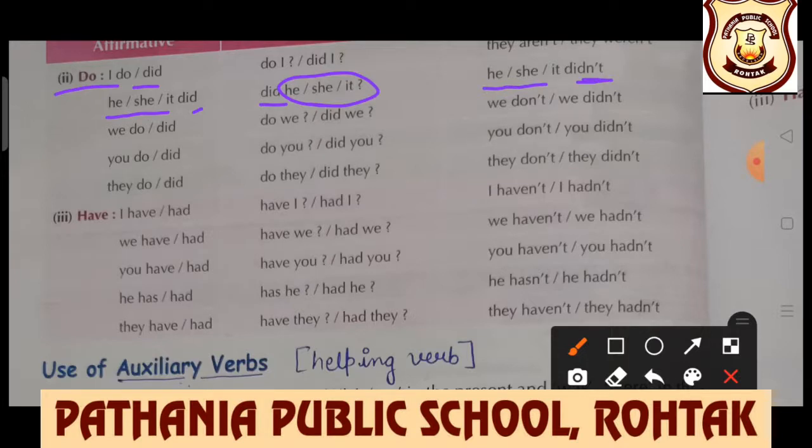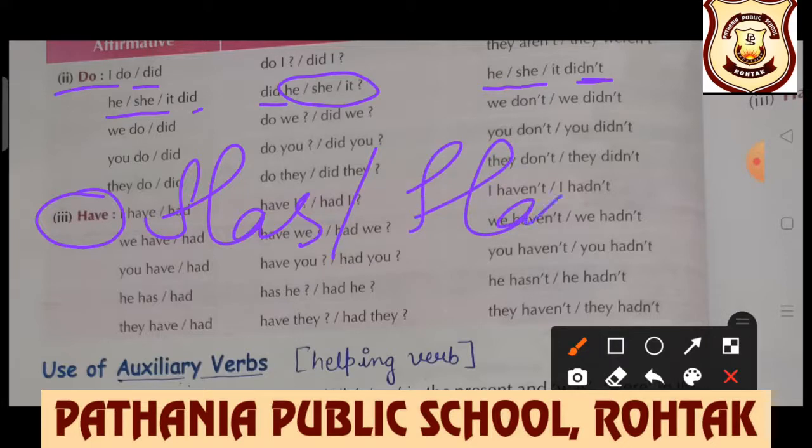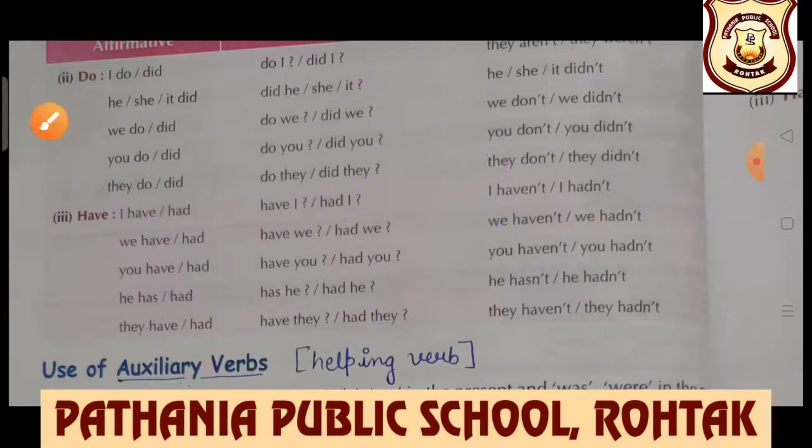Third, we have the forms of have. The forms of have are has, have, and had. If they are used in an affirmative sentence, they are used after the subject. In negative, they will take not with them. And in interrogative, these verb forms will be used before the subject.